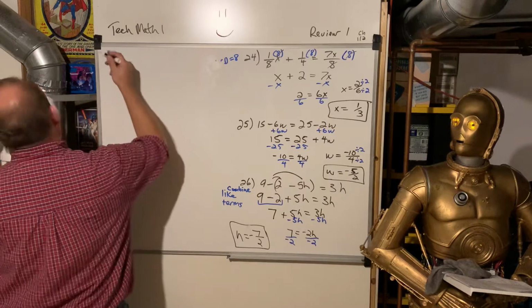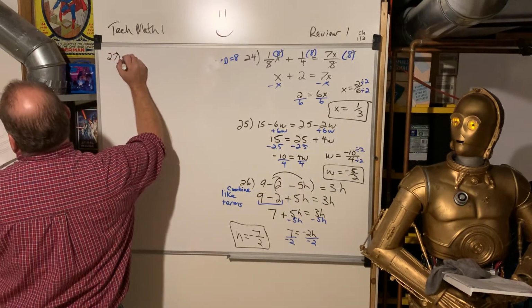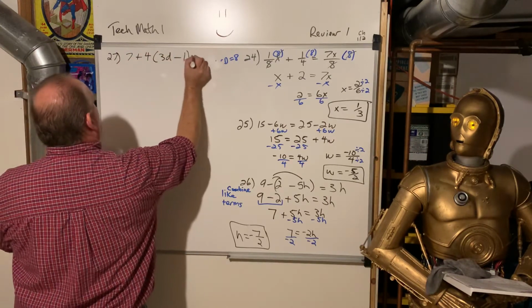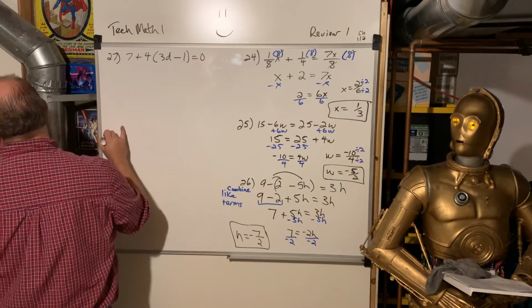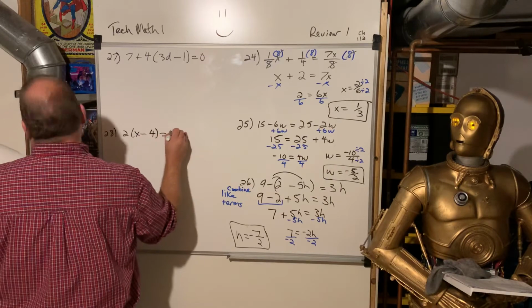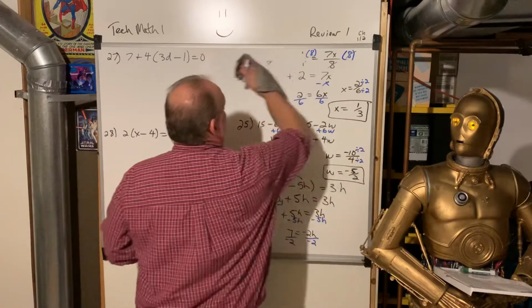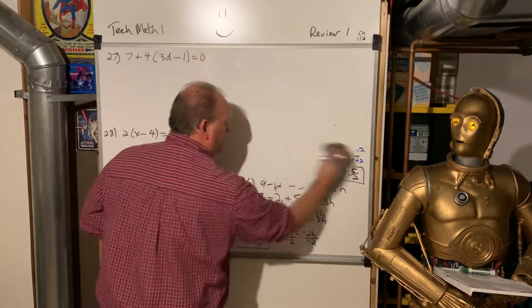Where we've got 7 plus 4 times 3d minus 1 equals 0. And 2 times x minus 4 equals 5x minus 2. And 29.